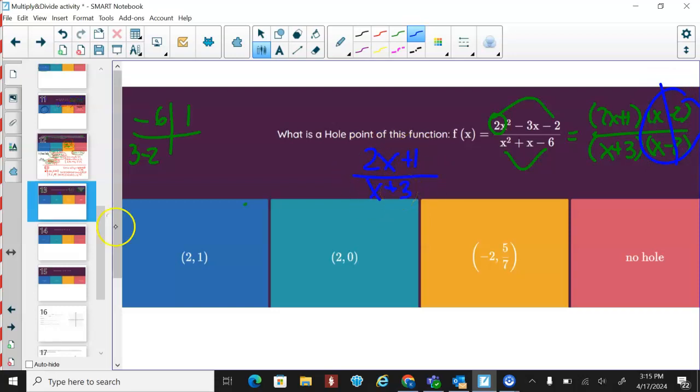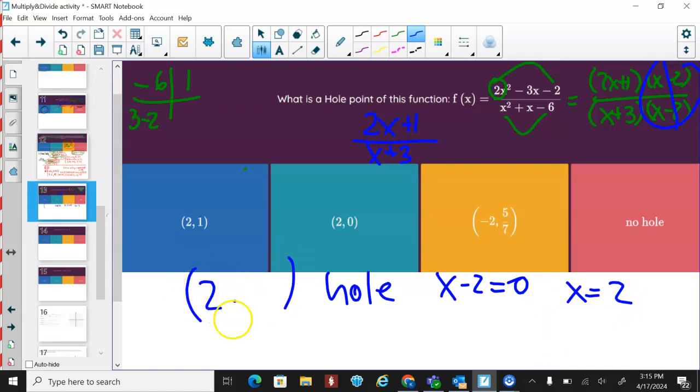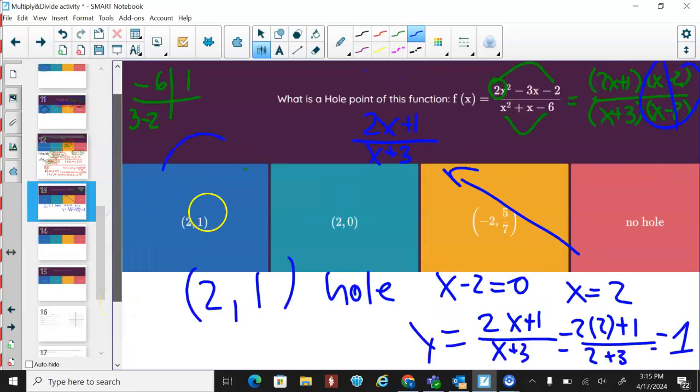Now we're going to use this hole, this repeated factor x minus 2, and set it equal to 0. That's going to give us x equals 2. Now that is my first point of a hole right here. Now I'm going to take this x equals 2 and plug it into my simplified equation. So 2x plus 1 over x plus 3. I get 2 times 2 plus 1 over 2 plus 3. I get 5 over 5, which is 1. So the y value of my hole is going to be 1. So the correct answer is 2, 1.